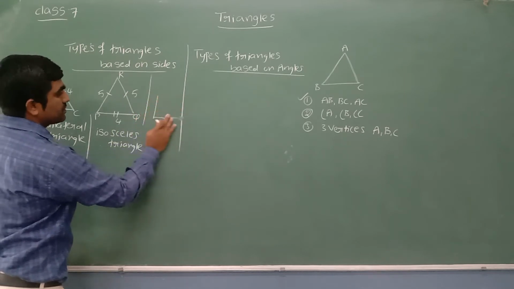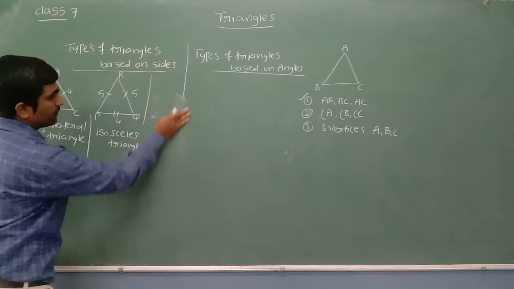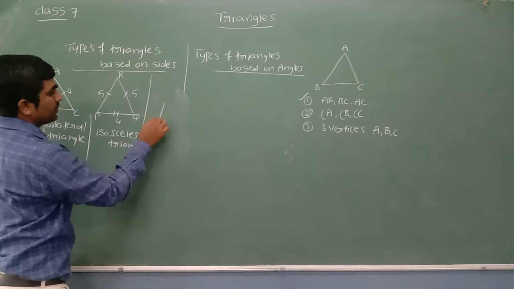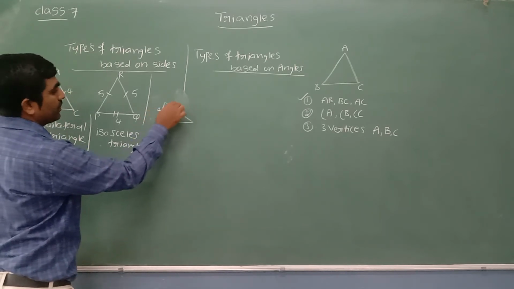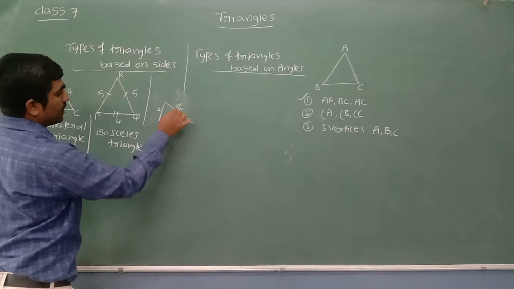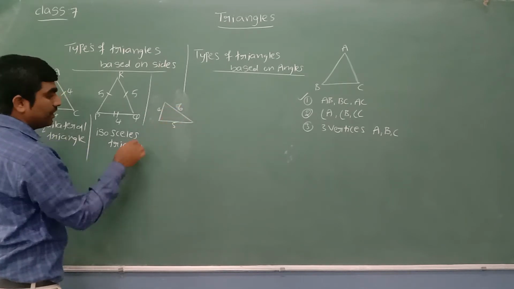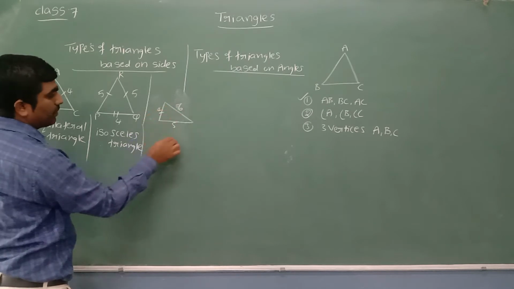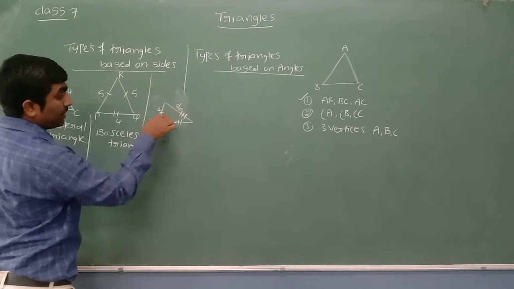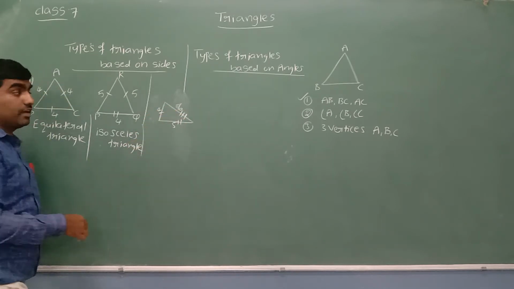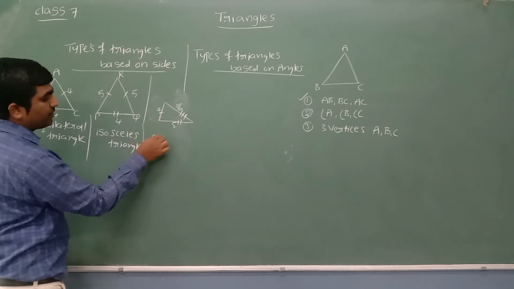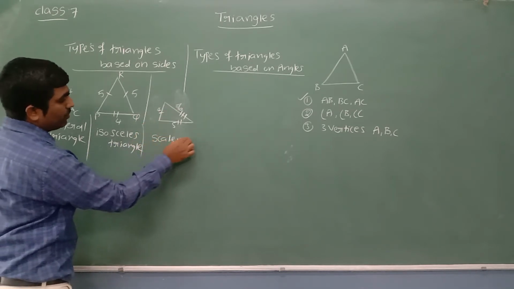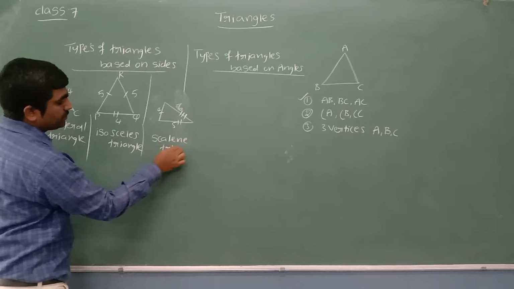Next one is the scalene triangle. Let me draw like this. I take a scalene triangle here 4, here 5, here I take 6. It is called a scalene triangle. One mark, two mark, here three mark. I am taking different marks on each side. The reason is the lengths are different. So all three sides are different. It is called a scalene triangle.